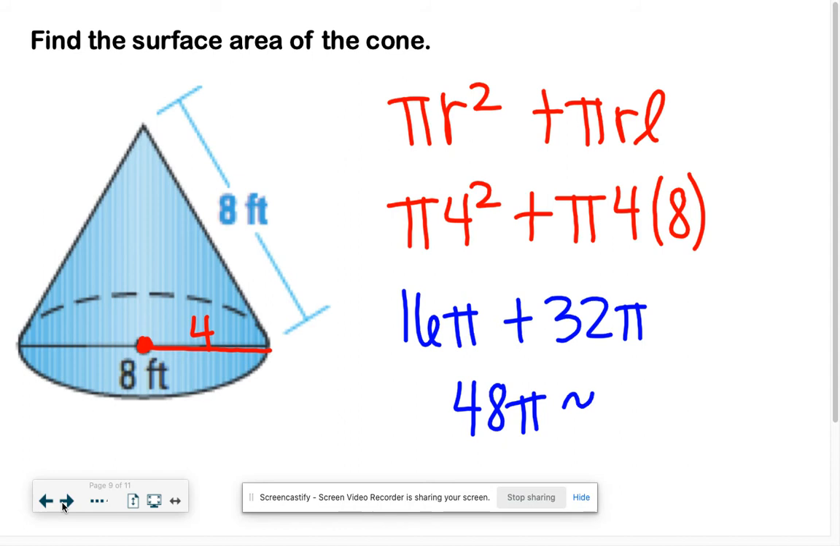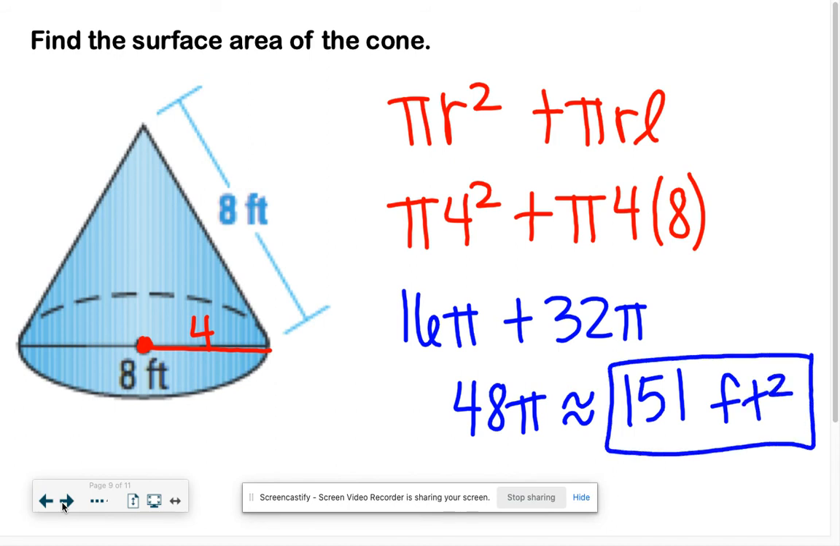You guys get like 48 pi? Or approximately 151? Yep, totally, 151. 251 seems too big. 151. Did I do it wrong? This is about 3, so 48 times 3 should be about 150 feet squared. Let me check. Does anyone not get this?